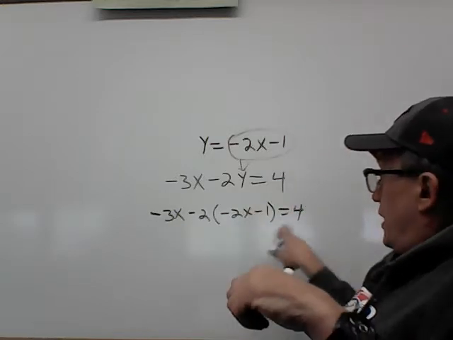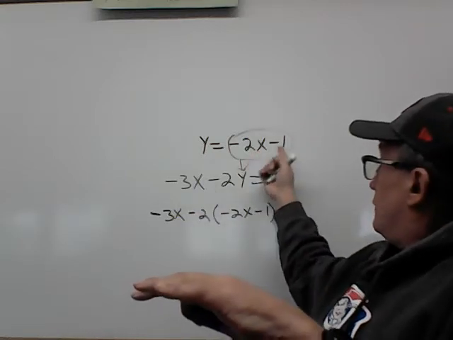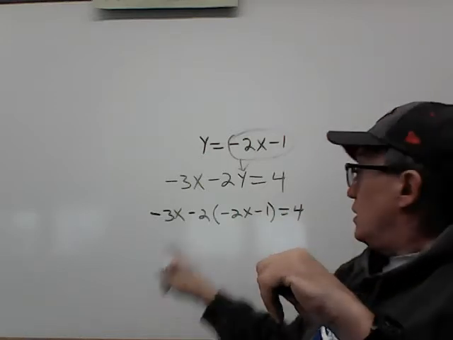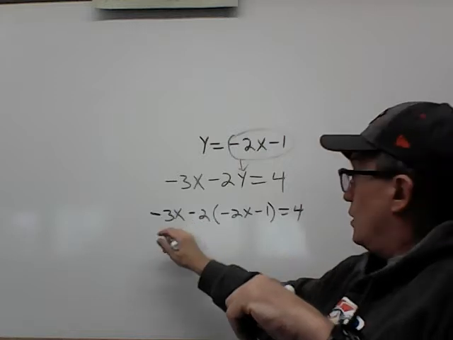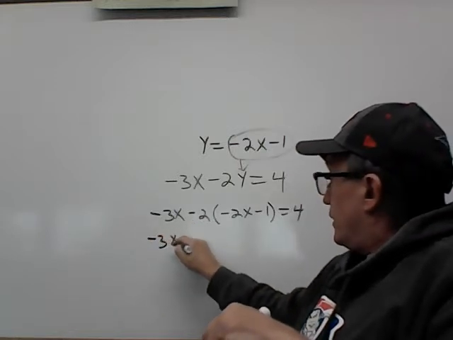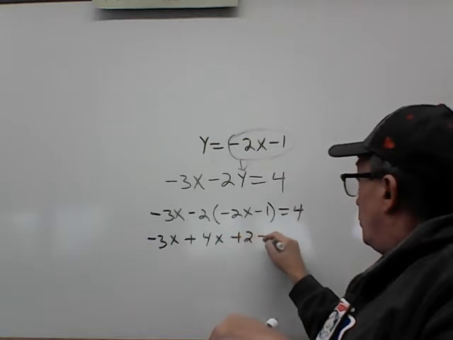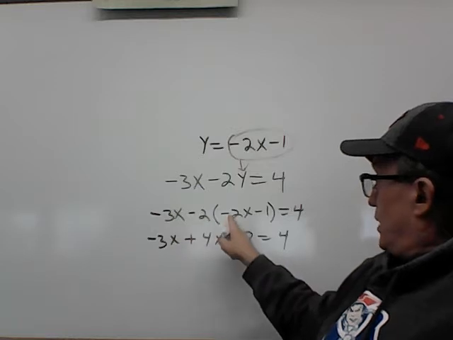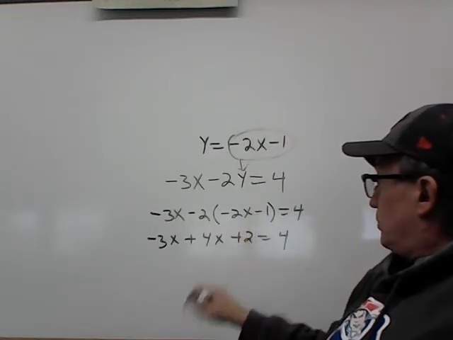And notice, right here, that is the second equation with negative 2x minus 1 substituted for the y. The parentheses are essential, and you have to realize that this number here is not 2, it's negative 2. So now we're going to get negative 3x plus 4x plus 2 equals 4, right? Negative 2 times negative 2x is positive 4x. Negative 2 times negative 1 is plus 2.